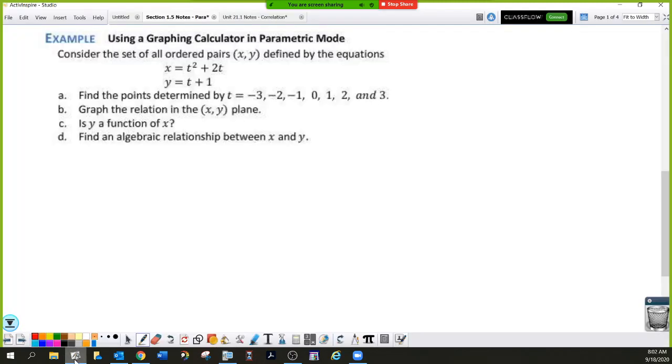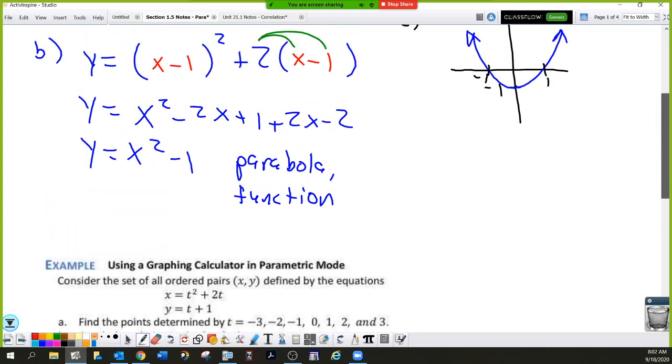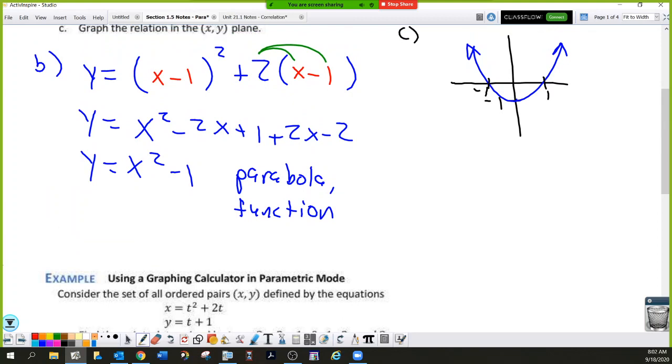But you know what I'd like you to notice? I'd like you to notice that they're the exact same parametric equations. They've just switched places. Now it says x equals t squared plus 2t, y equals t plus 1. Well, before they switched places, I had this parabola on the right side. So if they switch places, what do you think we're going to end up with?